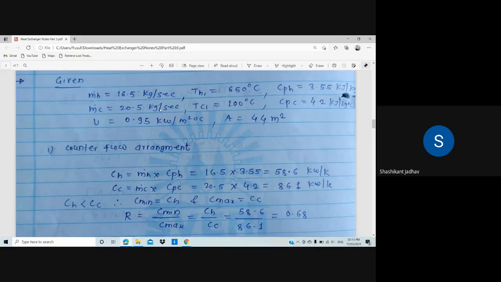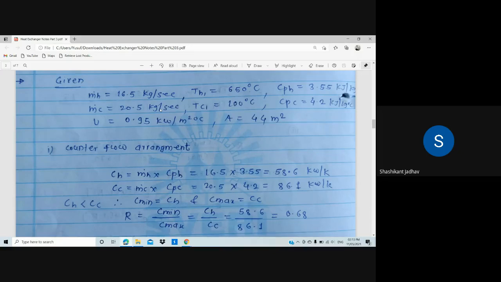So 58.6 divided by 86.1. So from that we get the value of R, that is 0.68. And as we know, what is the equation for the NTU? NTU is equal to U into A divided by C minimum. Okay. So U is given to us, A is given to us, C minimum we have calculated that value, that is 58.6. So from this calculation we get the value of NTU, that is 0.71.